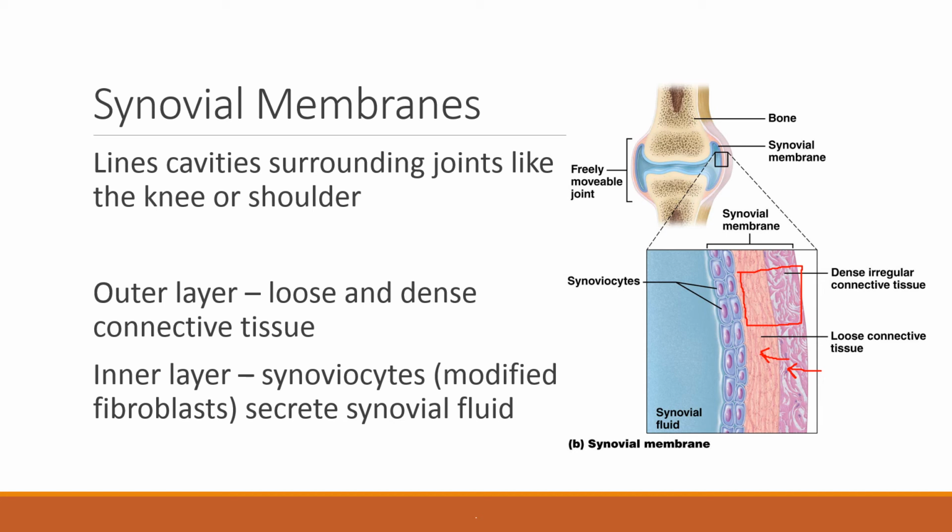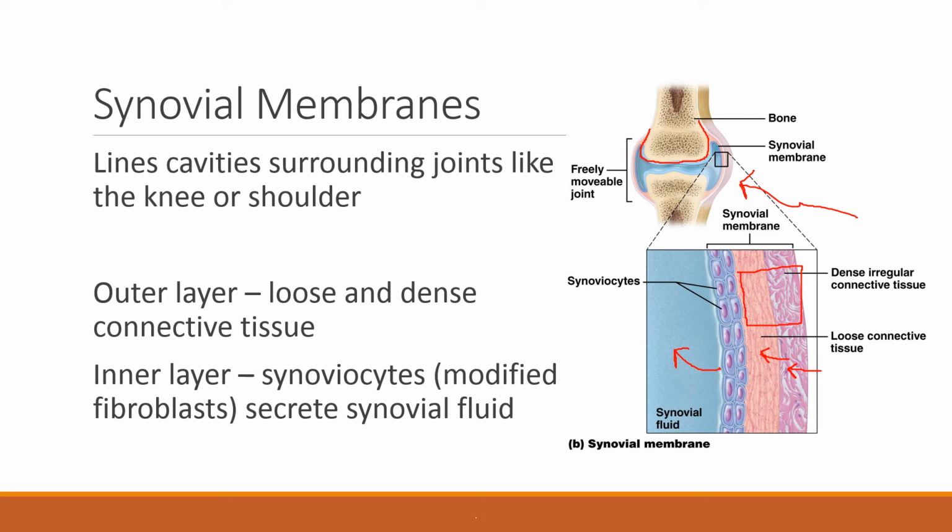Synoviocytes secrete synovial fluid, which is a watery, kind of slippery fluid, and its primary function is to lubricate your joints. So if you look here, you can see that we have the ends of two bones right here.